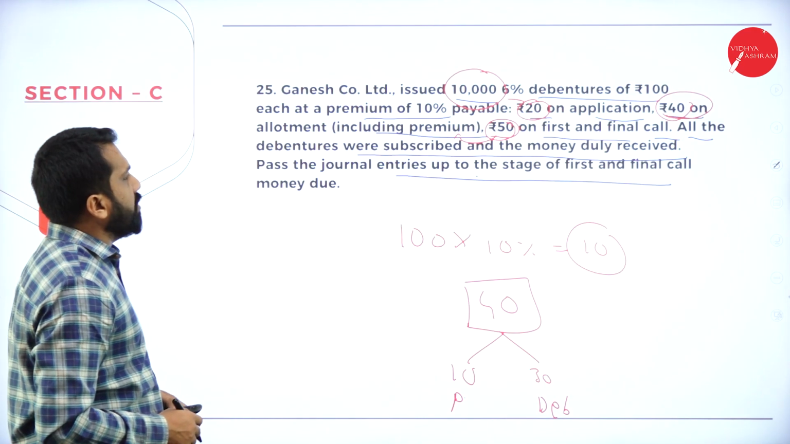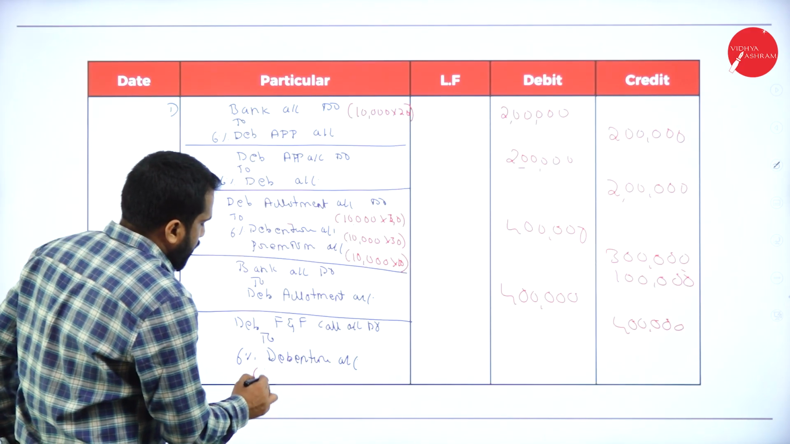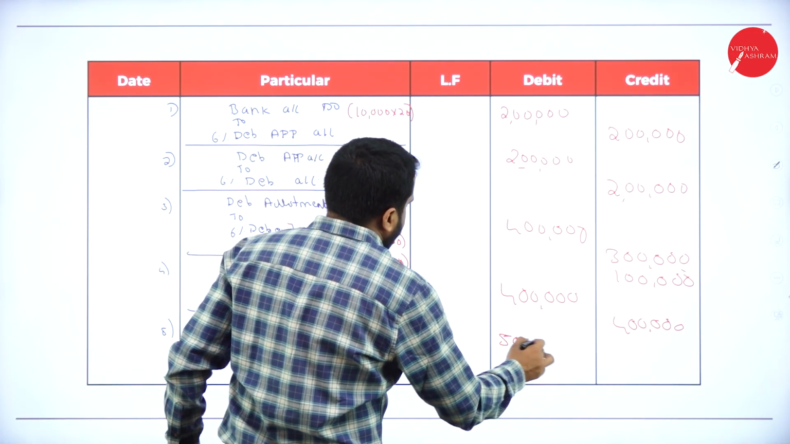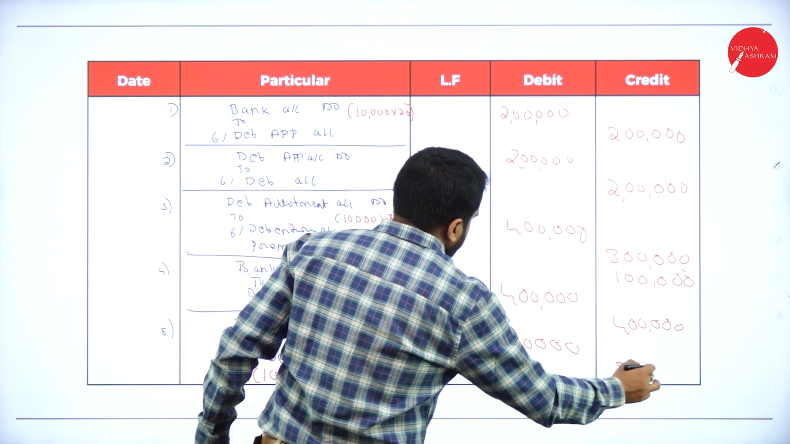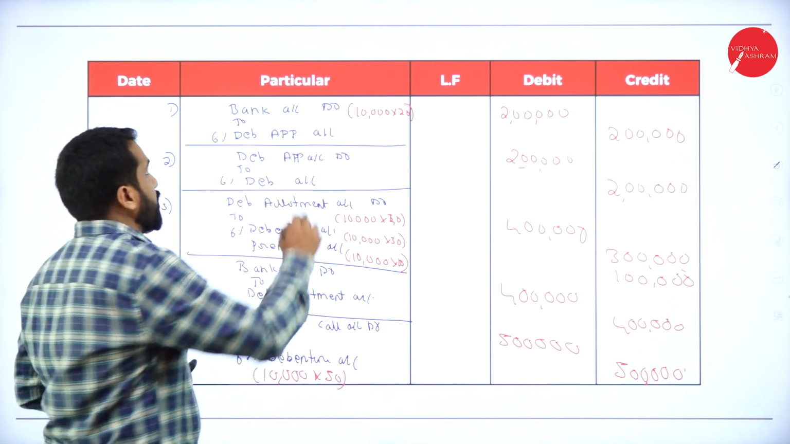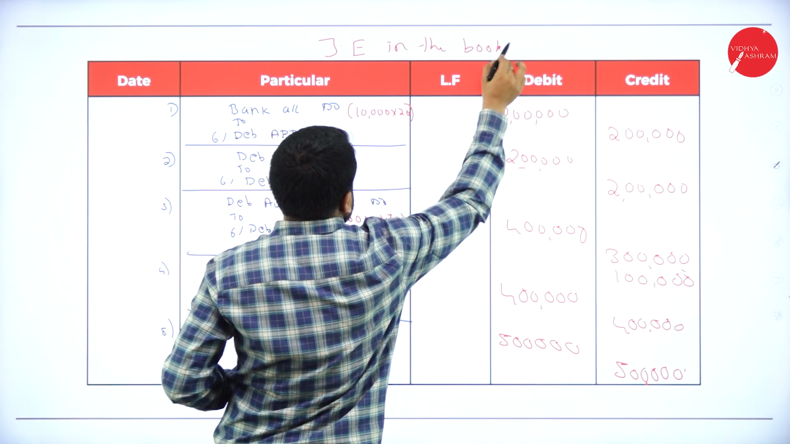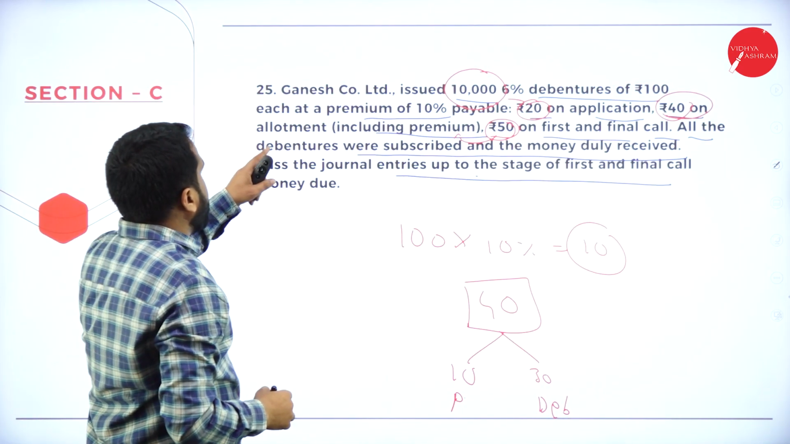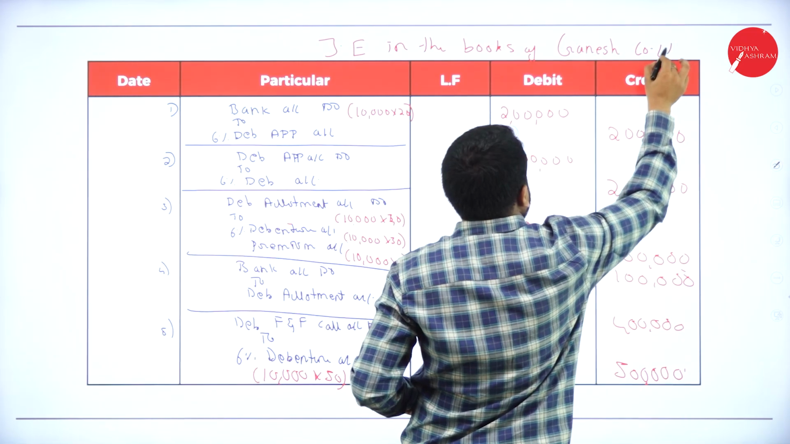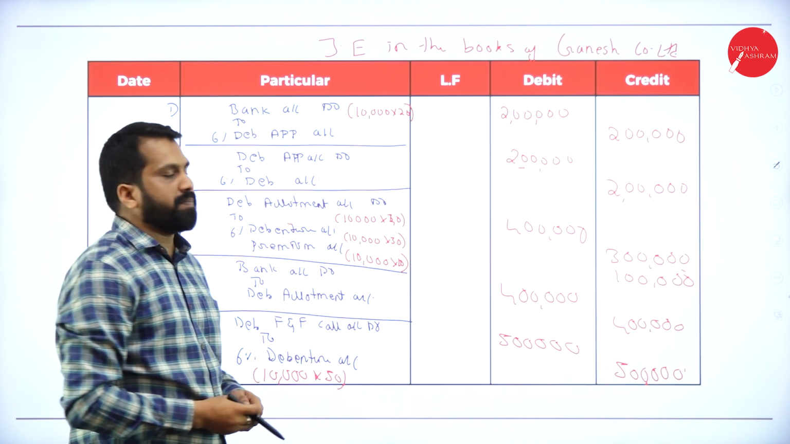We'll go with the final call. The final call is actually 50. Clear? 50 rupees is final call. Then 10,000 multiplied with 50. It will be 5 lakh and 5 lakhs. Hope you are clear. These are the journal entries. Heading you have to write: Journal entry in the books of, so what is the name? Ganesh Company Limited. So these are the calculations you are supposed to do for issue of debenture.